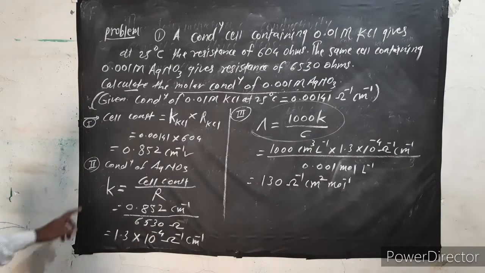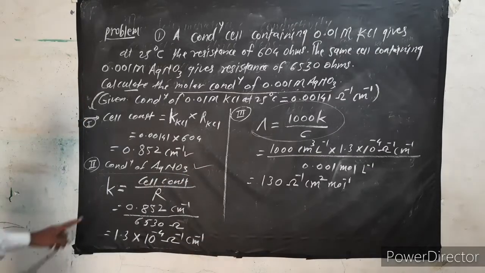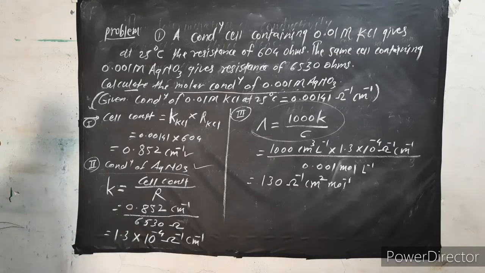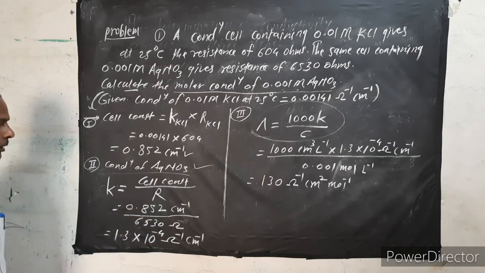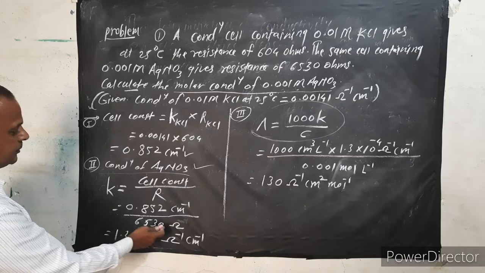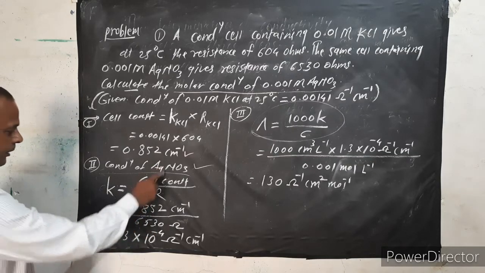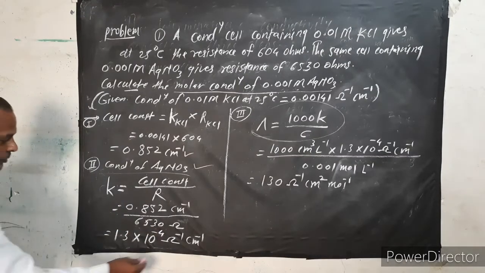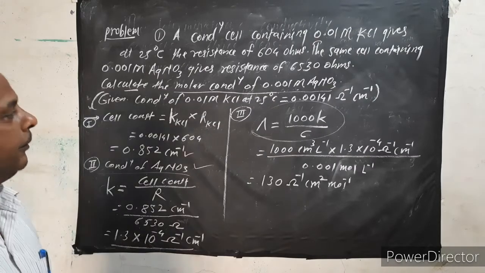Now, how do you calculate the conductivity of AgNO3? The k is equal to cell constant divided by R. Therefore 0.852 divided by R. To calculate the value, I put down here the given R, the resistance of the AgNO3, 6530 ohm. If you calculate this, you get 1.3 into 10 raised to minus 4 ohm inverse centimeter inverse.